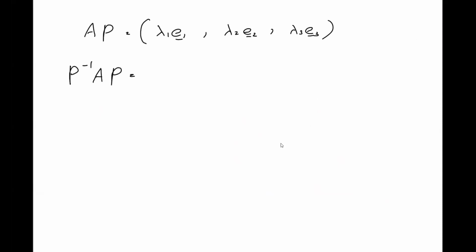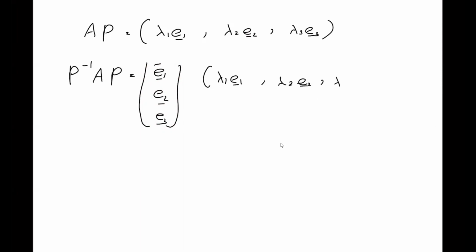P inverse means nothing but I have something like this: E1 vector, E2 vector, E3 vector. It means in this matrix as rows I have my eigenvectors. So in the second one I have lambda 1 E1, lambda 2 E2 and lambda 3 E3. So these are my columns, right? These are columns and these are rows, right?